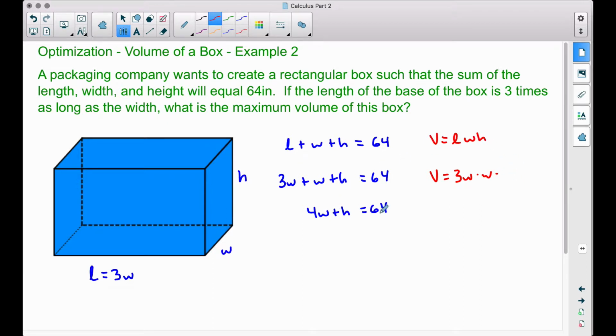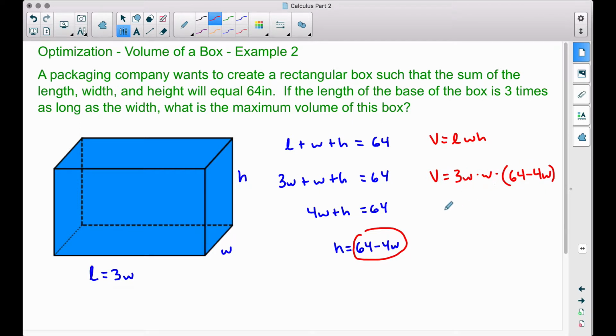Now let's go back to this equation here and let's get H in terms of W. Therefore, we'll have a volume formula with nothing but W's in it. To do that here, we can take H is equal to 64 minus 4W, getting H by itself there. Now we can take what H is equal to and we can substitute that into this H. Now we have a formula for volume that only has one variable, volume in terms of the width.